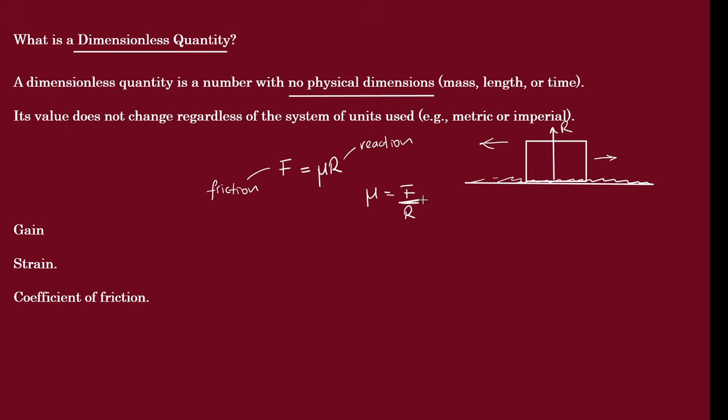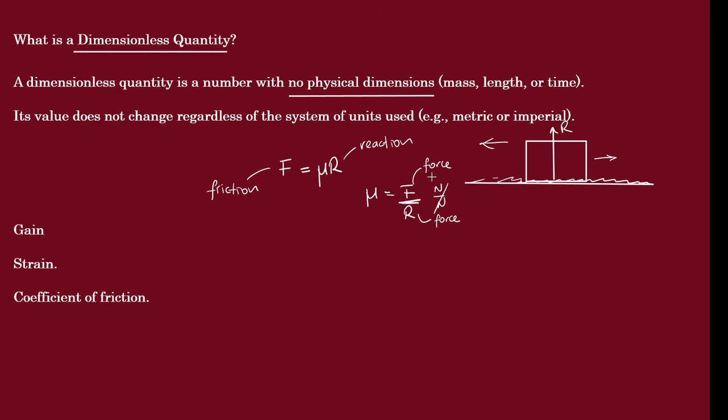But if we were to look at this from a dimension point of view, we know that F is the force of friction, so this is a force. I know that reaction is a force too, since it's in direct opposition to the weight. So at the end of the day, mu is going to have units Newton and Newton, which cancel out exactly. So mu is going to be dimensionless.